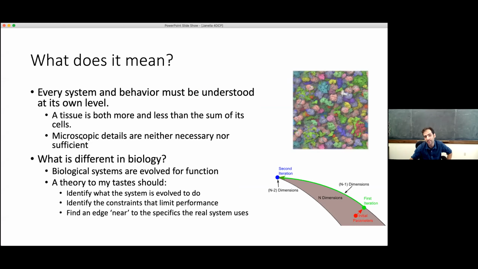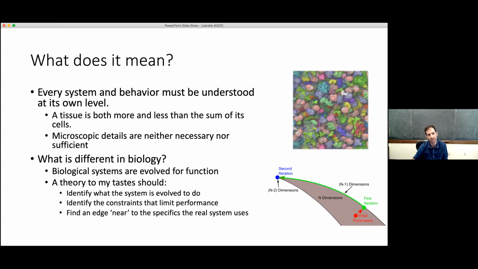And really just highlighting this again, microscopic details are neither necessary nor sufficient to understand behavior at a higher level. I want to just say a little bit about most of this talk has been about what's the same about biological systems and non-biological systems. But biological systems are evolved for function, and that means there are likely to be many different interesting things that you could measure about a single system.